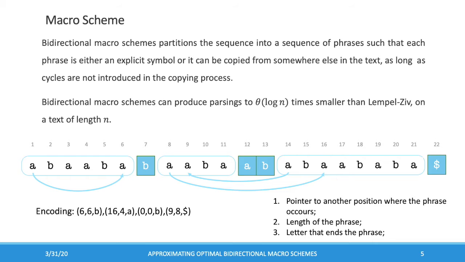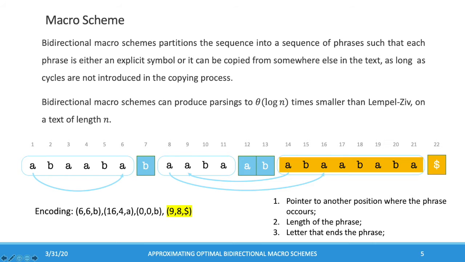This is the encoding for this scheme, where each tuple describes a phrase by giving a pointer to another position where the phrase occurs, the length of the phrase, and the letter that ends this phrase. For example, the last phrase is encoded like this: 9, 8, and $. So 9 means the last phrase points to position 9, the size of the last phrase is 8, and the last letter is $. In this work, for technical convenience, we use a special terminator letter in the last phrase. As we can see, this macro scheme is valid, because all the letters can be decoded without falling into loops.